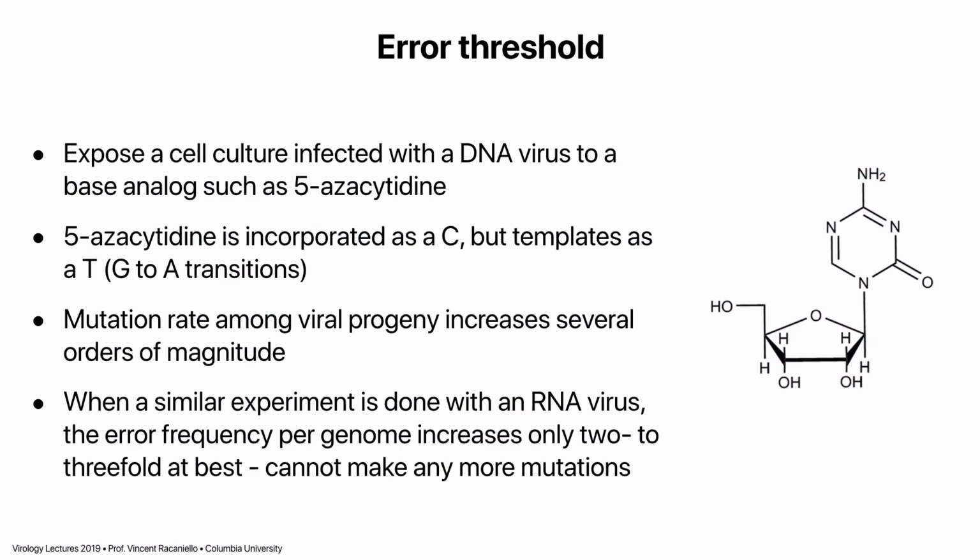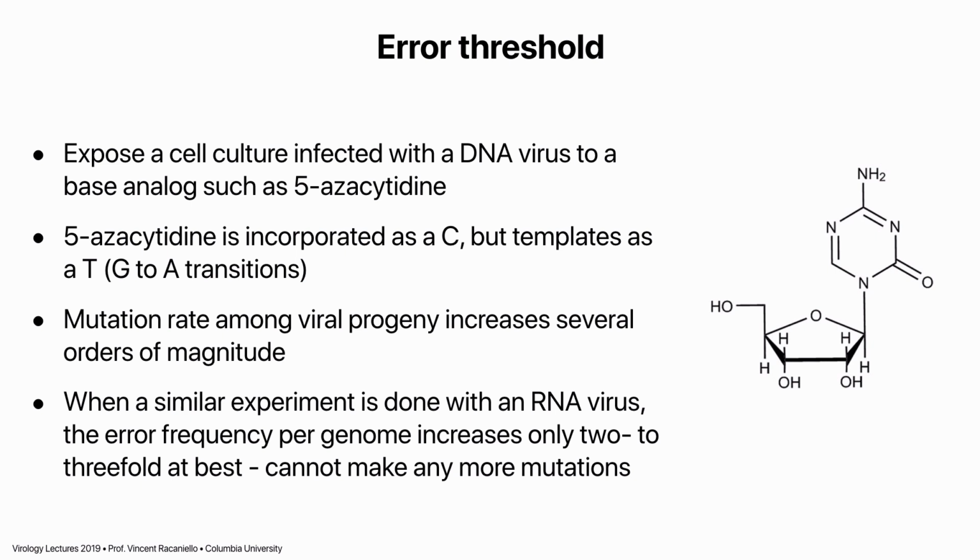So here's an experiment with a DNA virus. We can take a cell and infect it with a DNA virus in the presence of a base analog called 5-azacytidine. This is a modified form of nucleoside C, no phosphates, it's a nucleoside, which is not exactly C, but when it's incorporated as C, it templates as a T. So the polymerase thinks it's a T and adds an A instead of a G. So it's a mutator, a base analog that causes mutation. So that's 5-aza-C. So we've incorporated it into our cell culture.